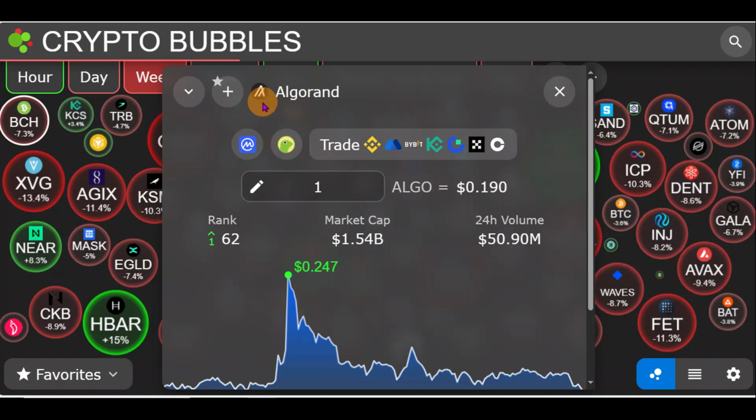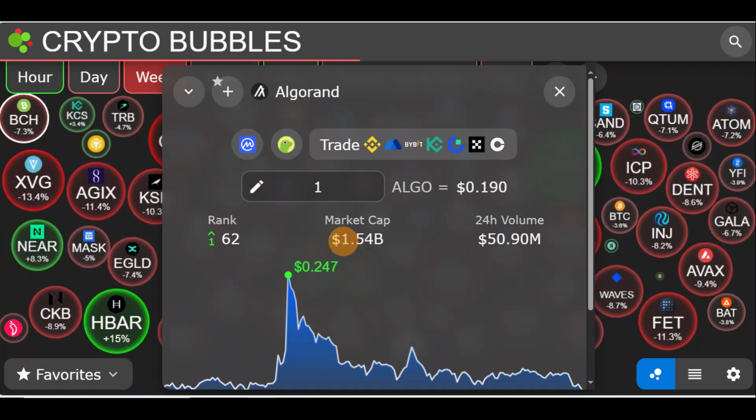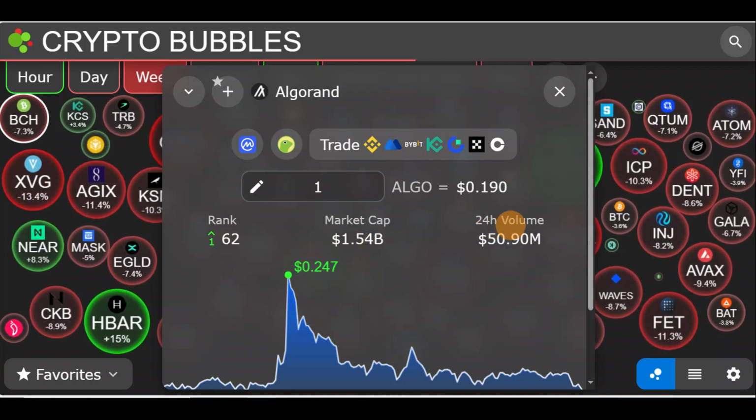Today we are going to be looking at Algorand or Algo. Algorand is currently at the $0.190 level. We are currently ranked at 62 with a market cap of about $1.54 billion. We have a 24-hour volume of about $50.90 million.